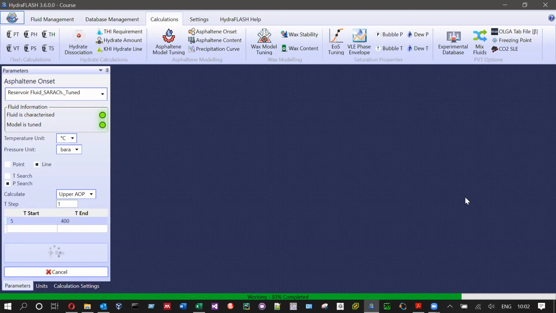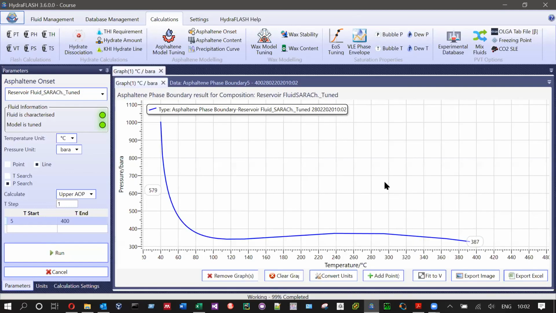It's 400 points, so it takes a bit of time. Okay, so this is the upper phase boundary, and now I want to calculate the lower phase boundary of Asphaltene. I just use this to -40, and probably 100 is enough.